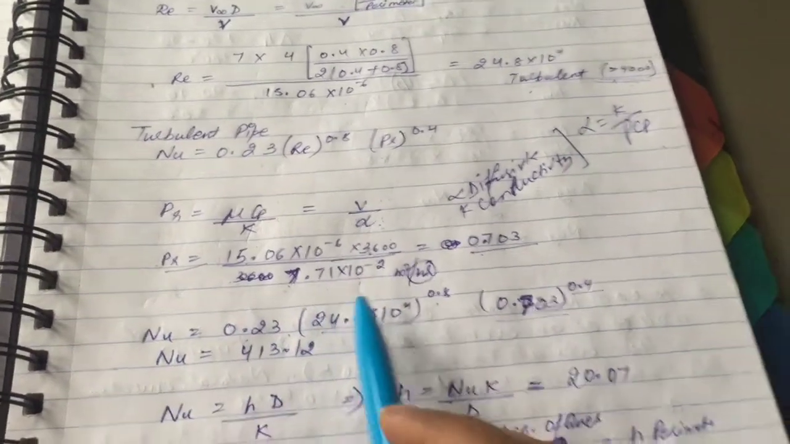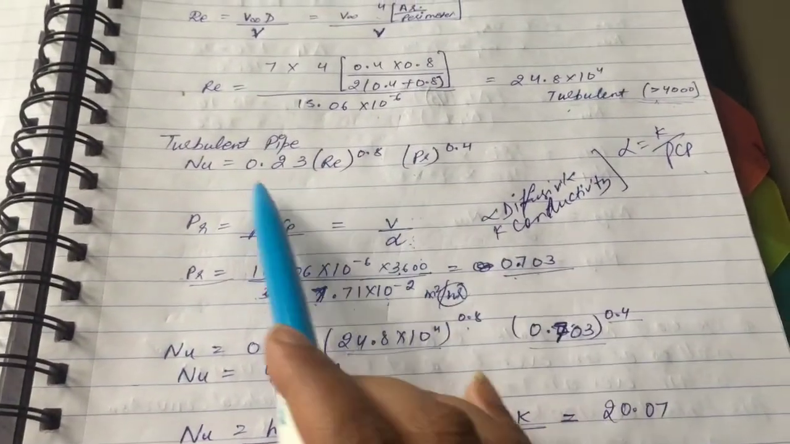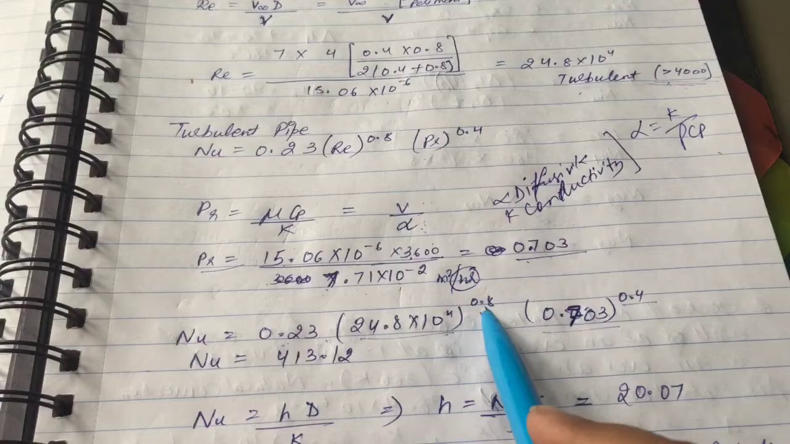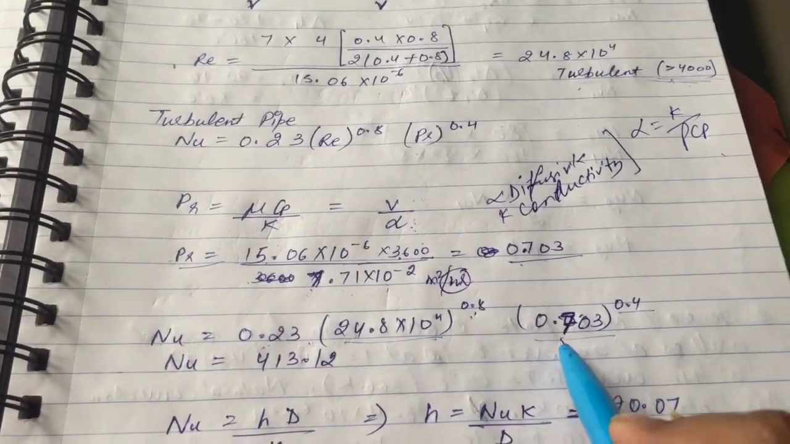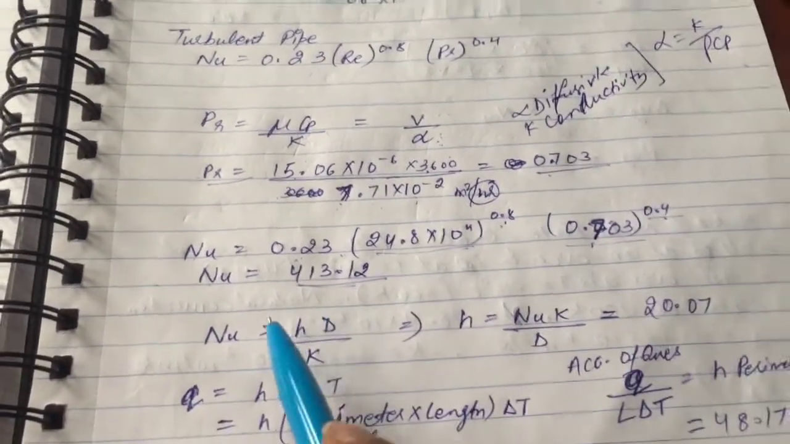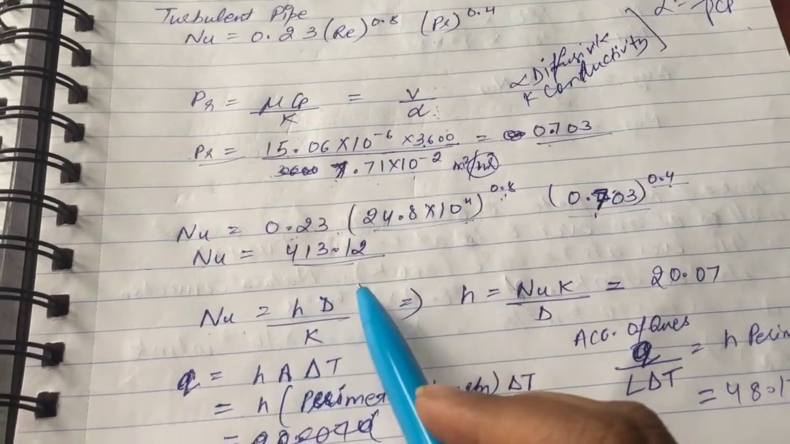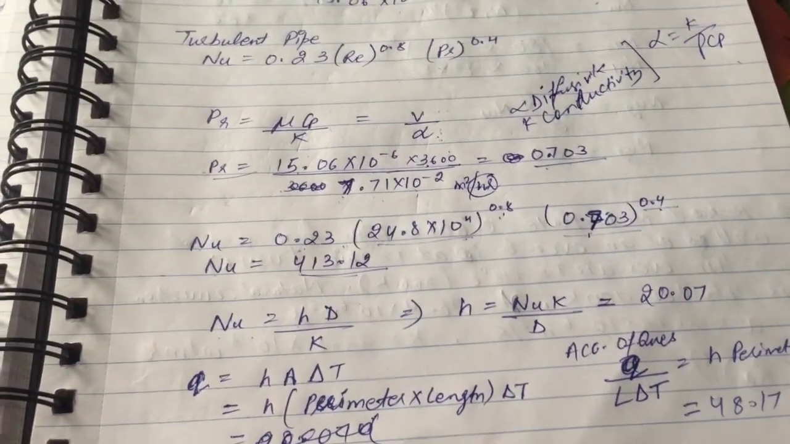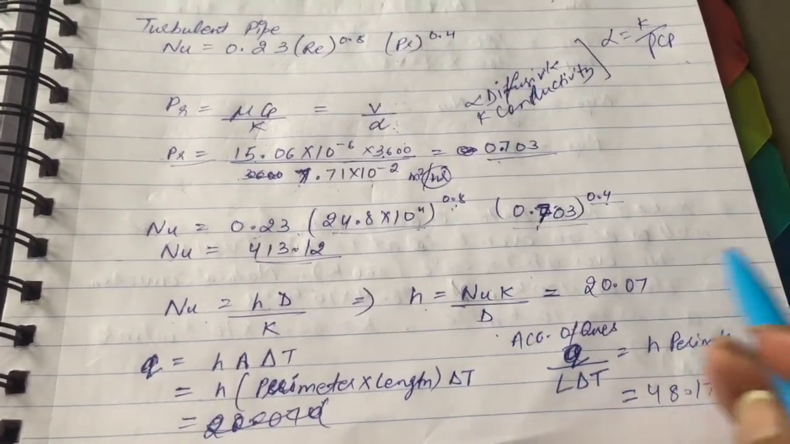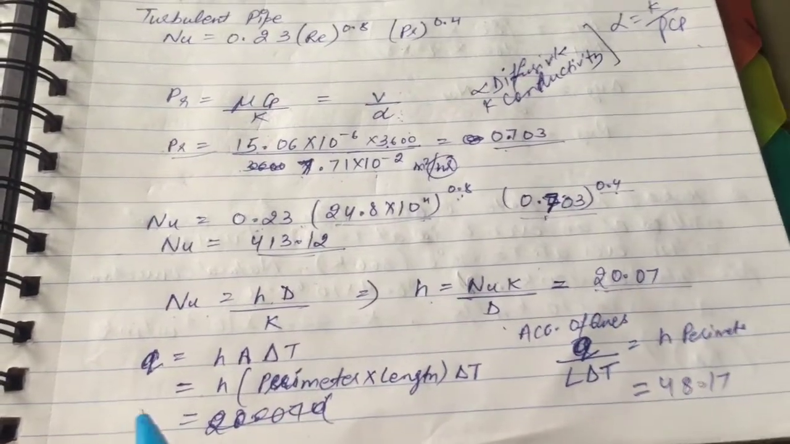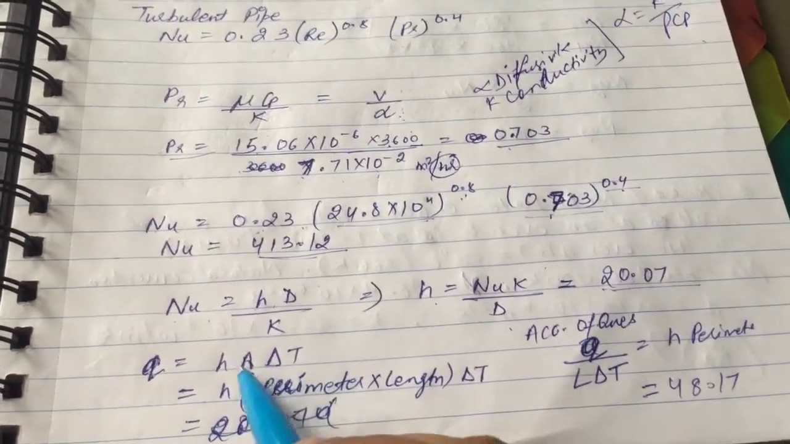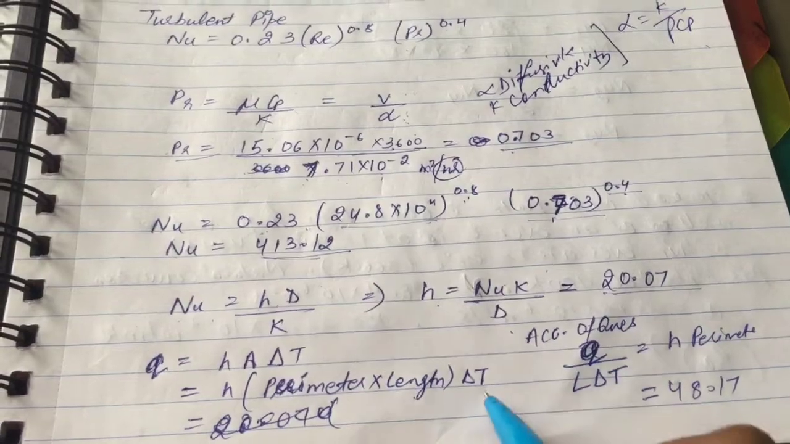Now putting the values of Reynolds number and Prandtl number in the equation, Nu is equal to 0.23 into Reynolds number to the power 0.8 into Prandtl number to the power 0.4, we get Nusselt number as 413.12. We know Nusselt number is equal to H into D by K, so H is equal to Nu into K by D, and H comes out to be 2.07. Heat transfer Q is equal to H A delta T, and in this case area is perimeter into length.